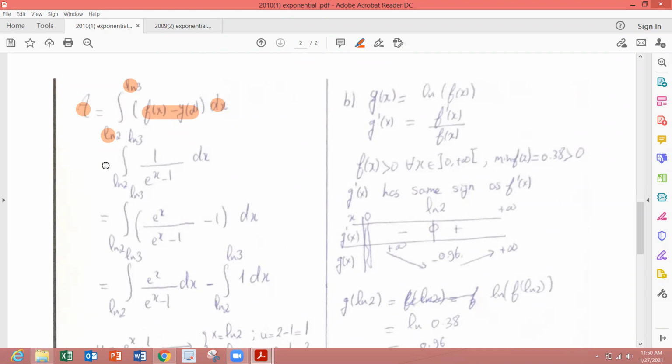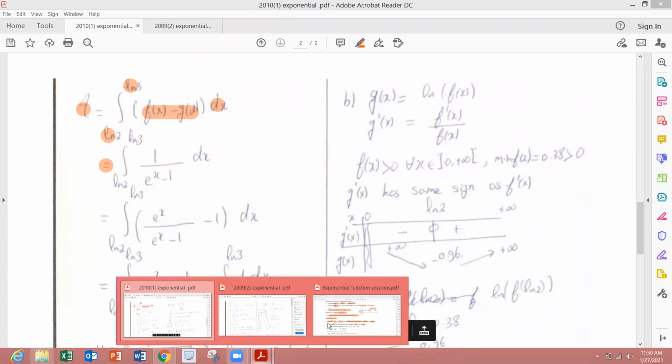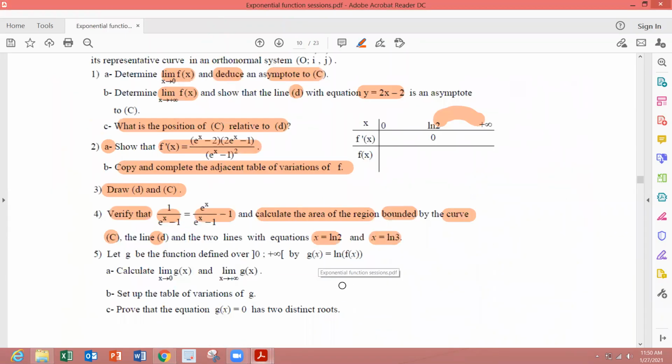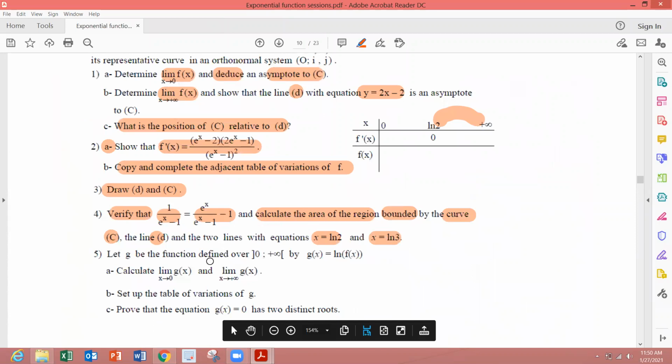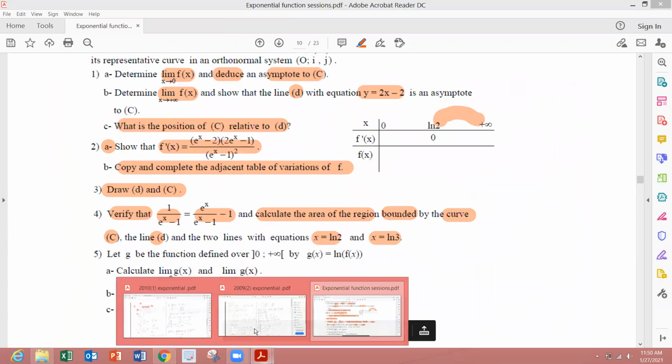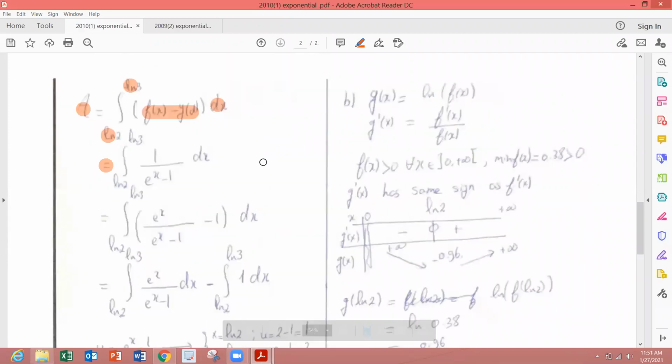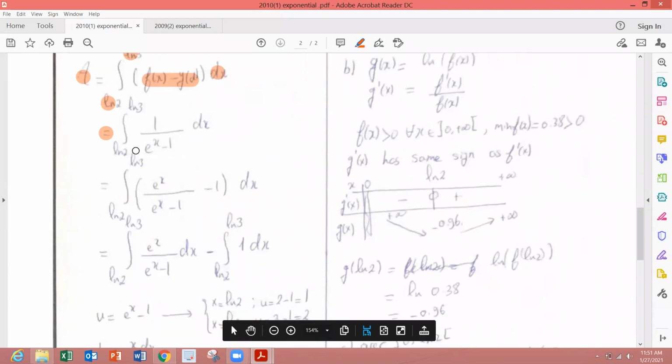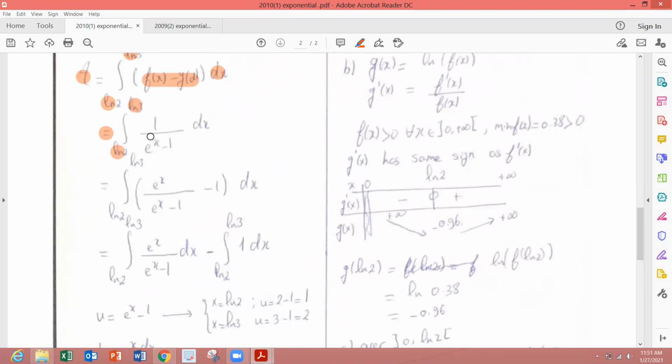So area equals. Says this is number 5. No, we are still on number 4. We are still on number 4 and calculate the area. f(x) minus y_D, then it is equal to the integral from ln 2 to ln 3 of f(x) minus y_D, which is 1 over e^x minus 1 dx.